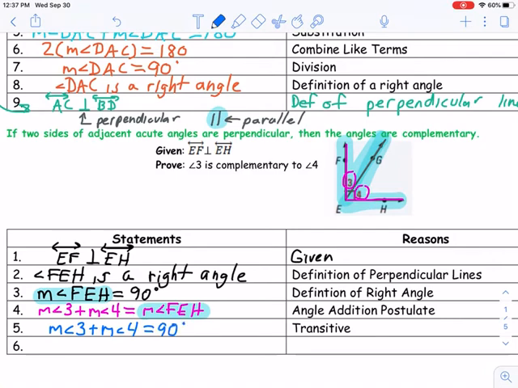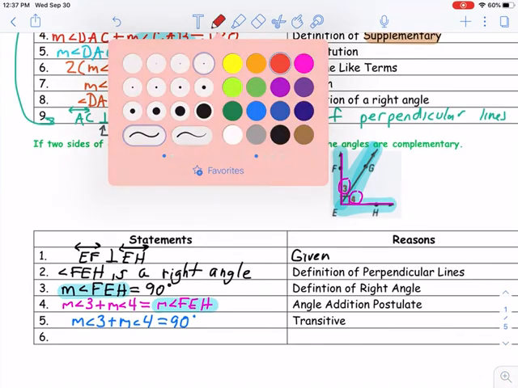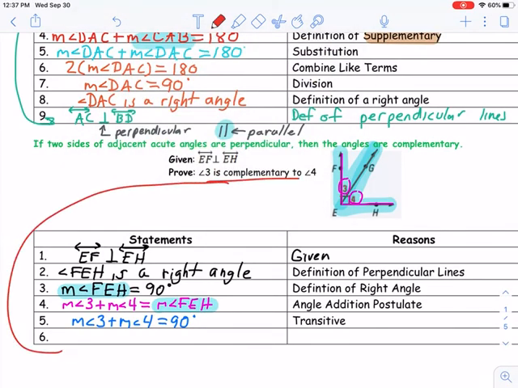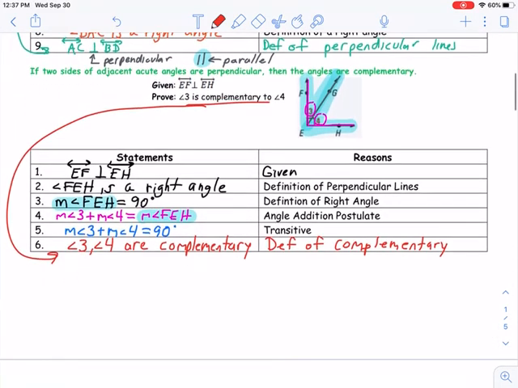Yes. And then remember, our punchline where we want to end up is always what we wanted to prove. So I'm going to write angle 3 and angle 4 are complementary. Why? This will blow your mind, but they're complementary because of the definition of complementary. They're two angles that add up to 90 degrees, which we stated in number 5. Nice. That was a beast of a proof, but we got through it.